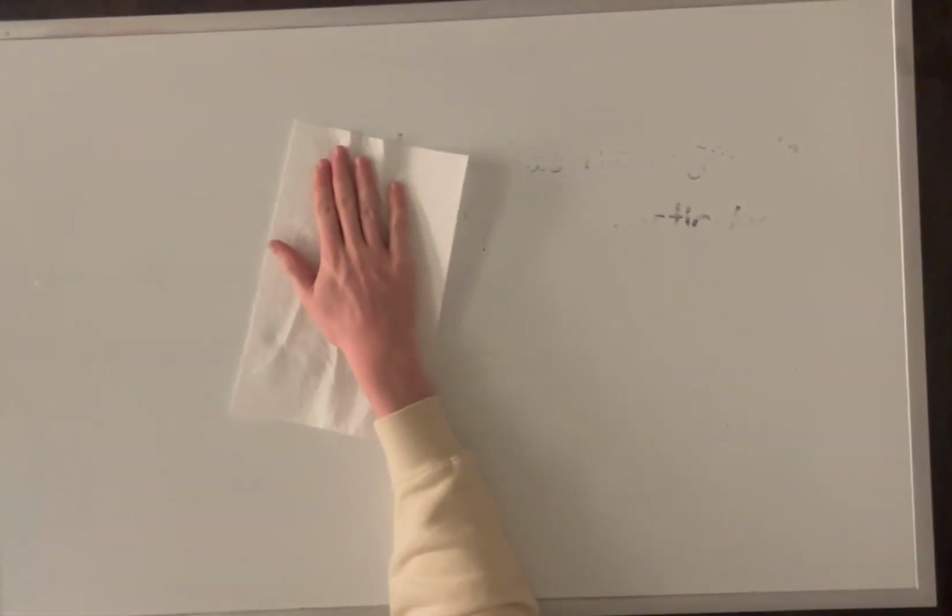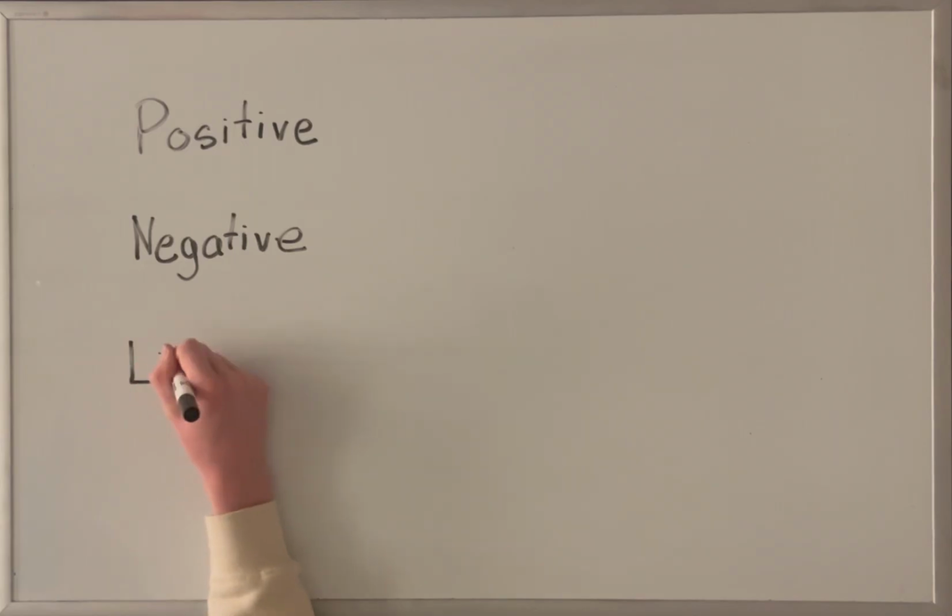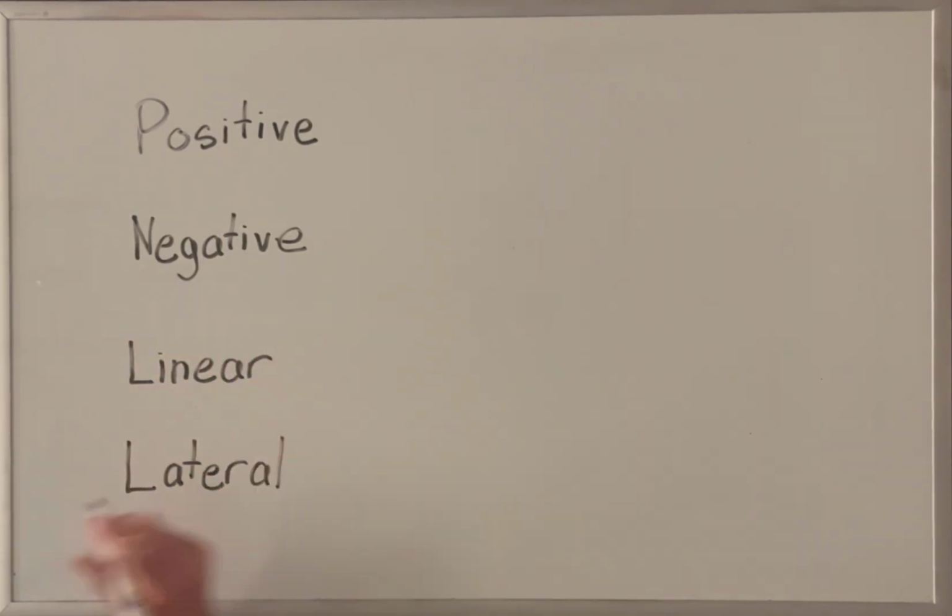Alright, there's more than just positive and negative. So let's do a quick comparison of the 4 different types of G-force. There's positive and negative, as well as linear and lateral G-forces. And there's different amounts that the human body can handle, so I'll make sure to include that as well.